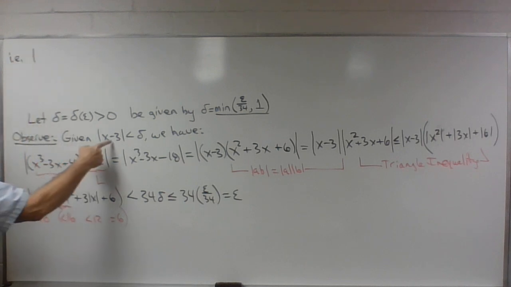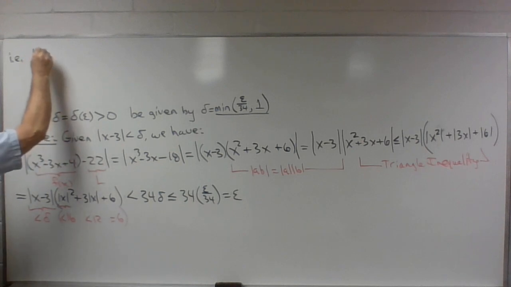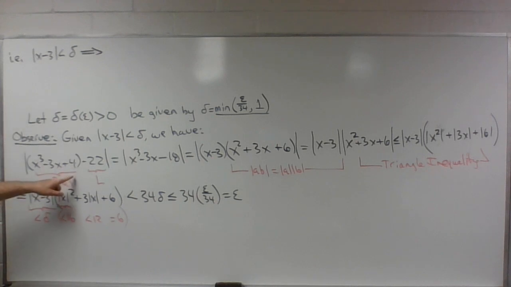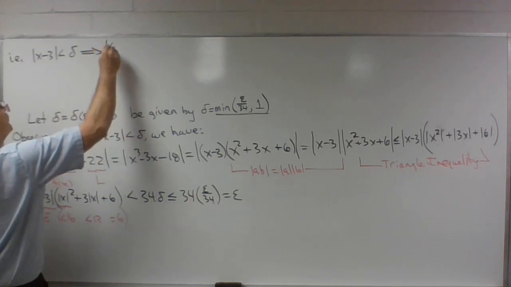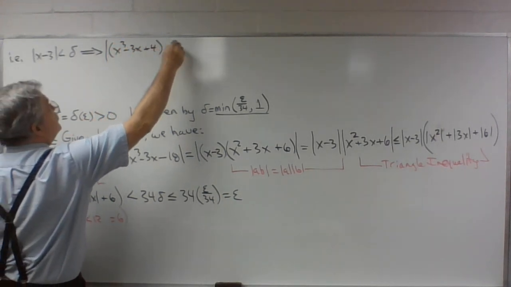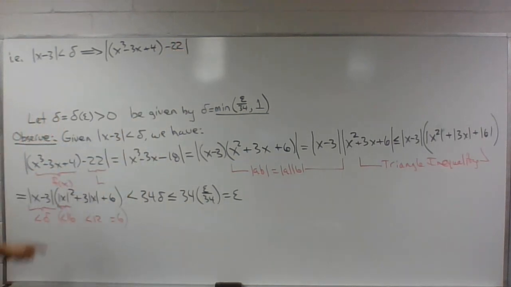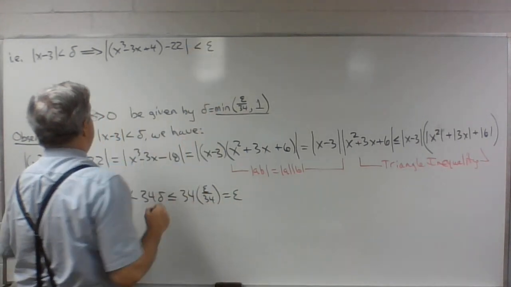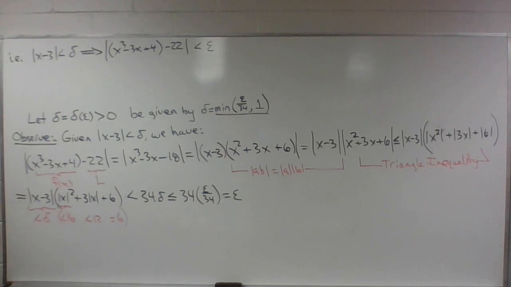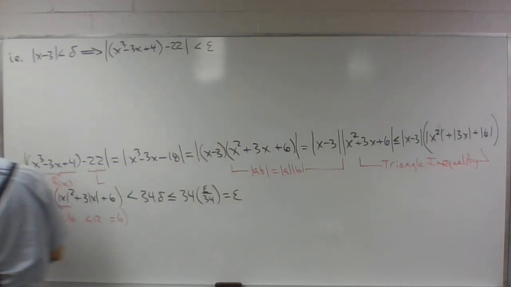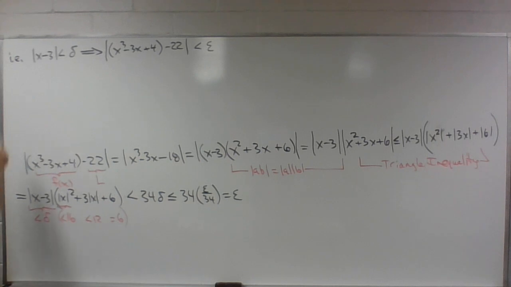So where did we start out? We had x minus 3 less than delta. And what did that give us? It gave us this thing, absolute value of x cubed minus 3x plus 4 minus 22. This thing turned out to be less than epsilon. There. We just told them what it was that we told them. And now we're going to tell them what all of this means.